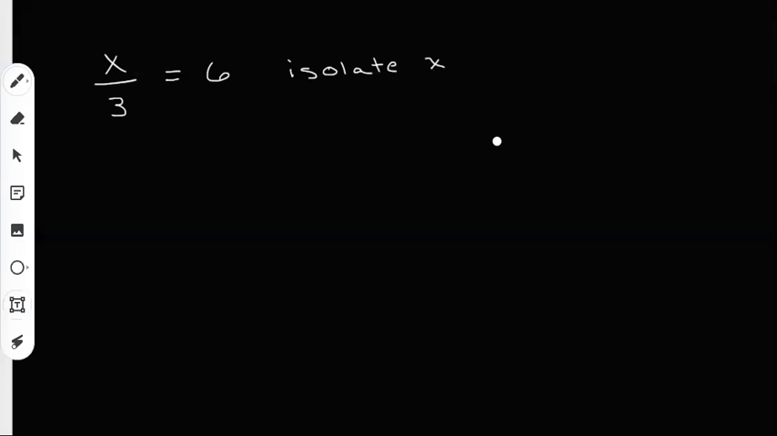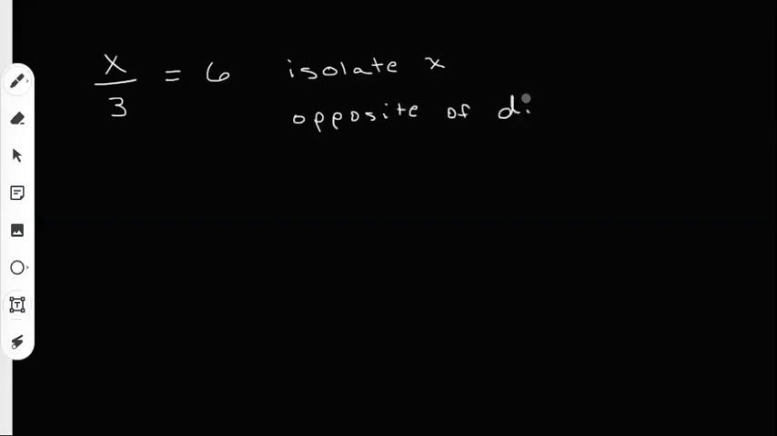So to get x by itself on the left side, I need to get rid of that 3 that's in the denominator. Remember, the top of the fraction is called the numerator, and the bottom of the fraction is called the denominator. So I need to get x by itself somehow. I need to get rid of that 3 that's in the bottom. Well, how do I do that? I do the opposite operation. I need to do the opposite of dividing.